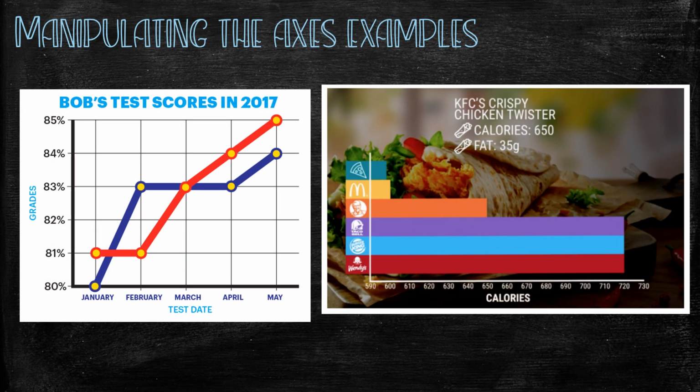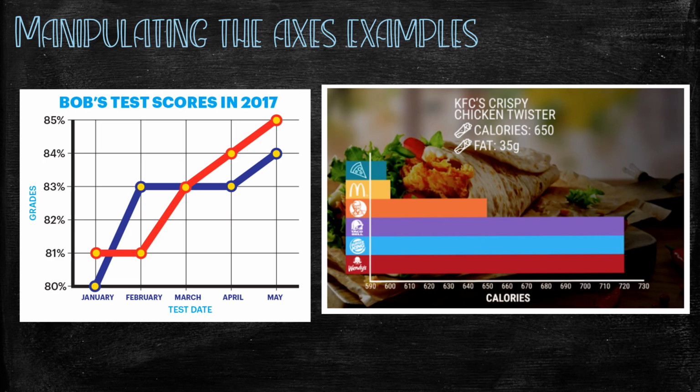Manipulating the axes. So basically the same kind of thing. Notice for the test dates and grades, they're starting at 80%. So it looks like it's going up a bunch. But really, if we have a different scale starting at 0, it is increasing, but it's not increasing by a lot.